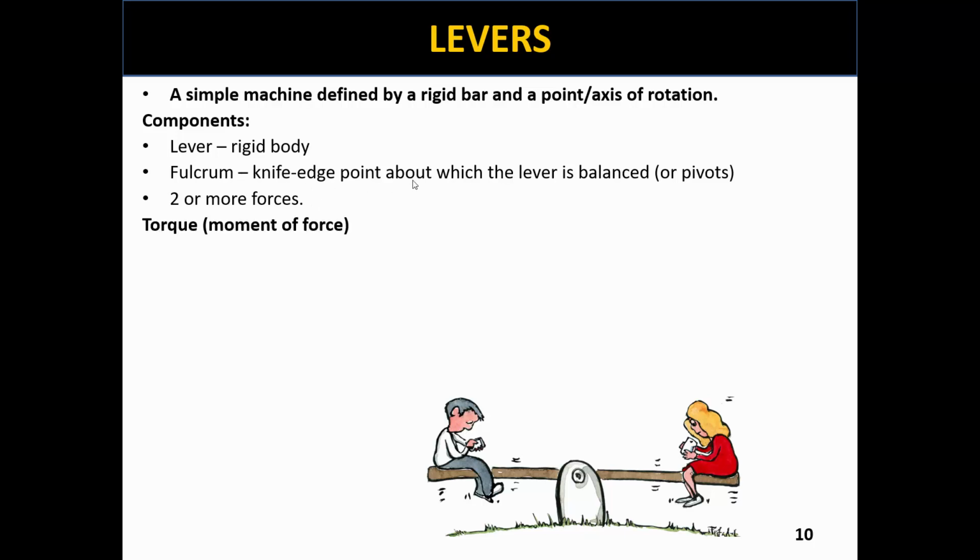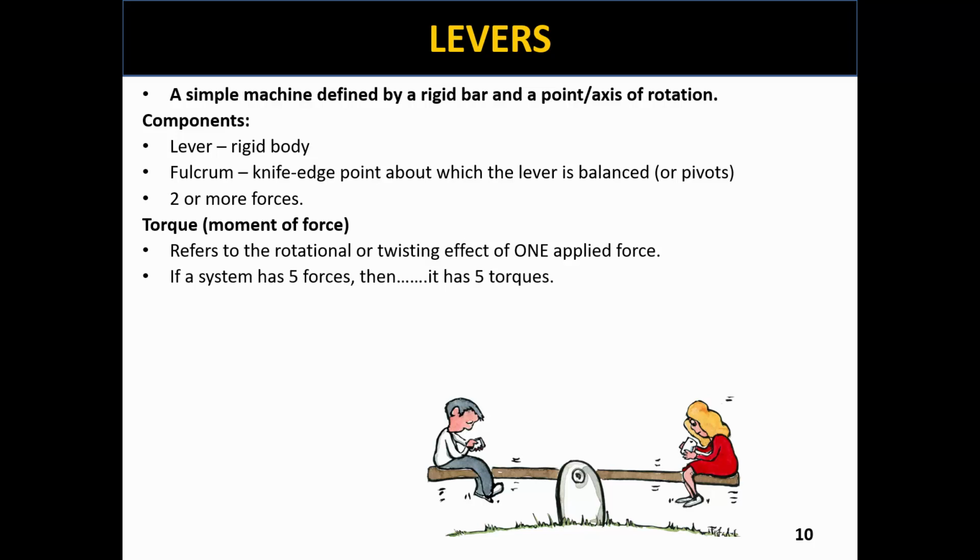The other concept we're going to introduce here is something called a torque or moment of force, and this simply refers to the rotational or twisting effect of one applied force. So if a system, such as a lever, has 5 forces applied to it, then there are 5 moments of force or 5 torques, each of which is generated from the application of each of those 5 forces.